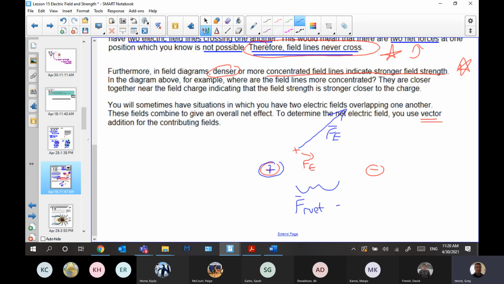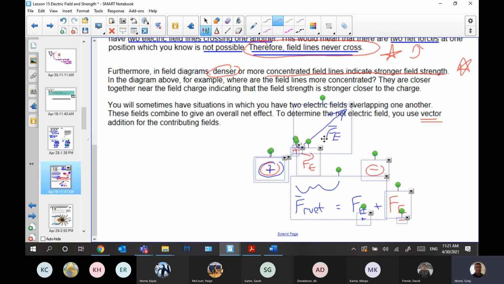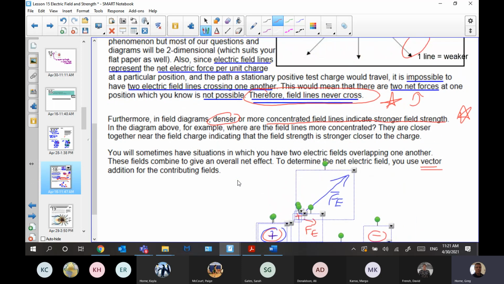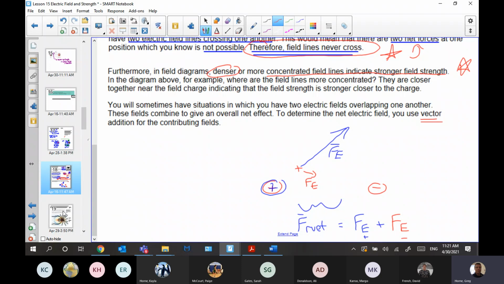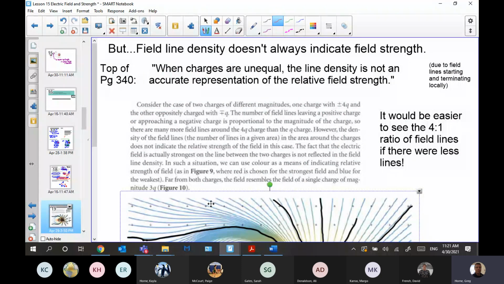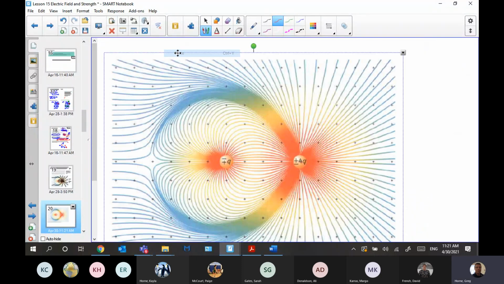F net would equal Fe plus Fe if I use the color coding, but basically the Fe from the positive one and the Fe from the negative one. They actually add up vectorially. So that's very true, but hard to do because you're talking about the electric field everywhere from everything, and so on. Let me just grab this picture. I want to show that picture here as well.